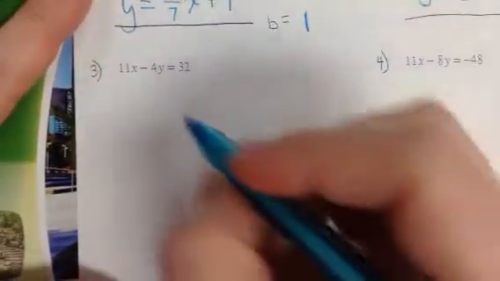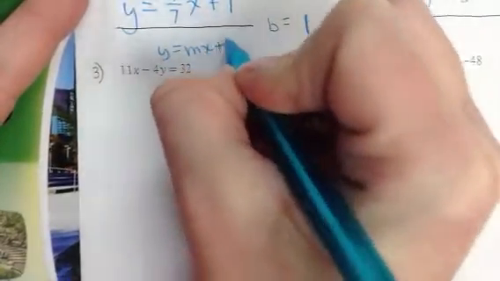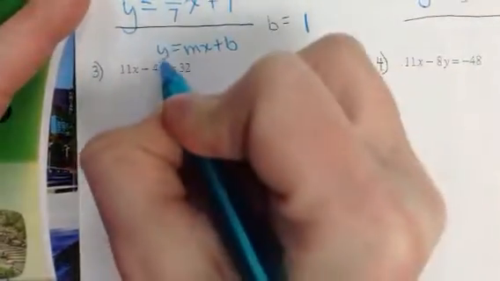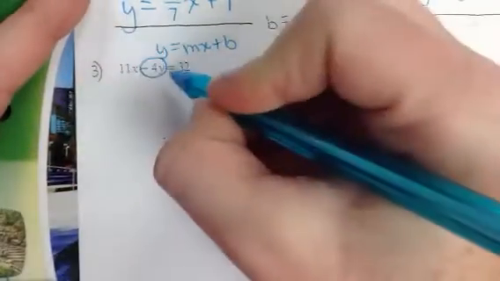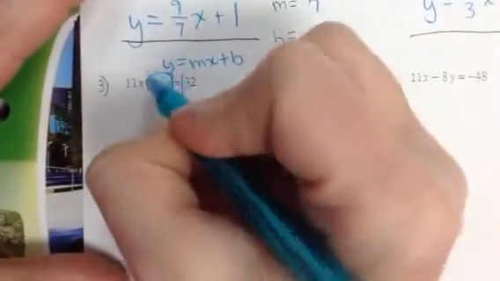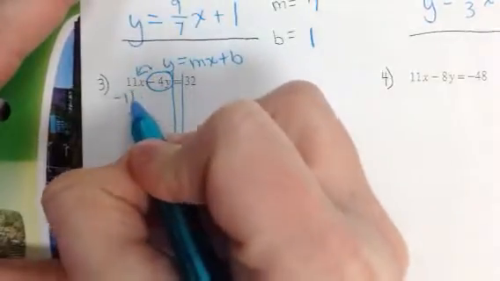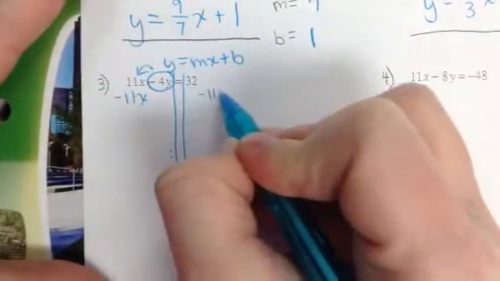Number 3, I'm trying to get it to be in the form y equals mx plus b. So you find the term that contains the y, and it's the only thing that I want to have on that side of the equation. So I'm going to move this term away from it first. To get 11x to go away, I have minus 11x from both sides.